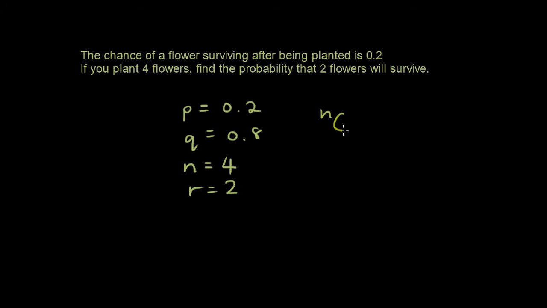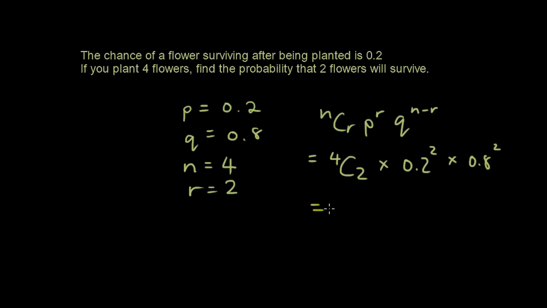So nCr times P to the power of r times Q to the power of n minus r equals 4C2 times 0.2 to the power of 2 times 0.8 to the power of n minus r. So 4 minus 2 is 2. So what's the answer there? 0.1536.